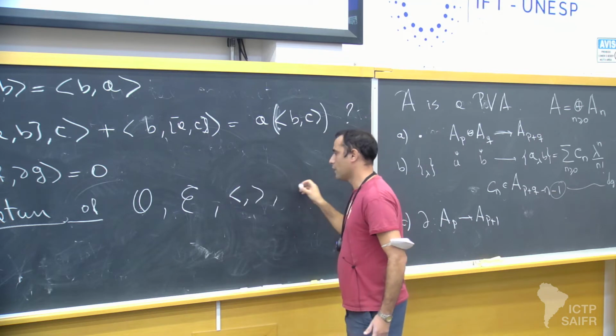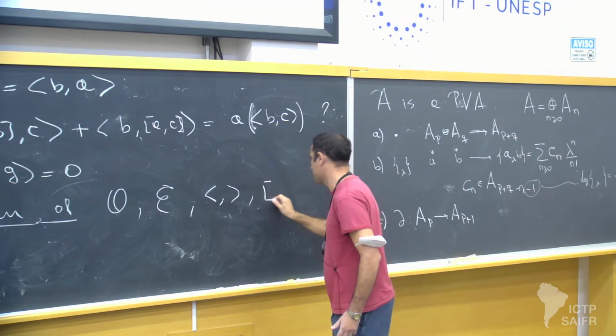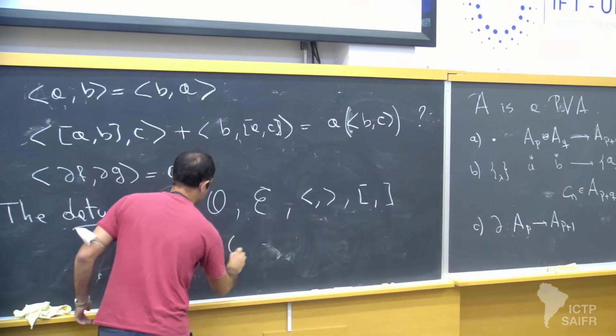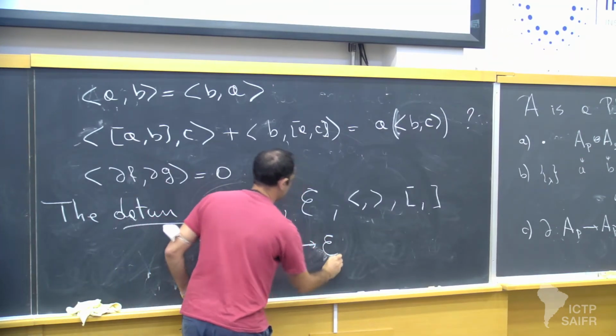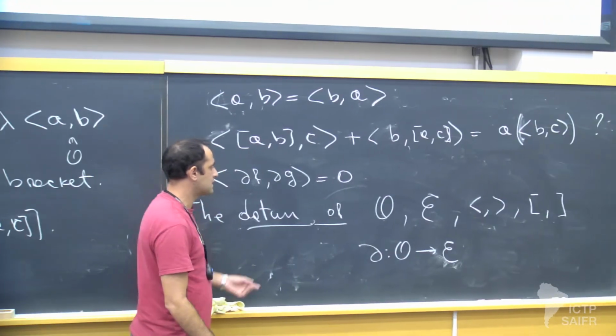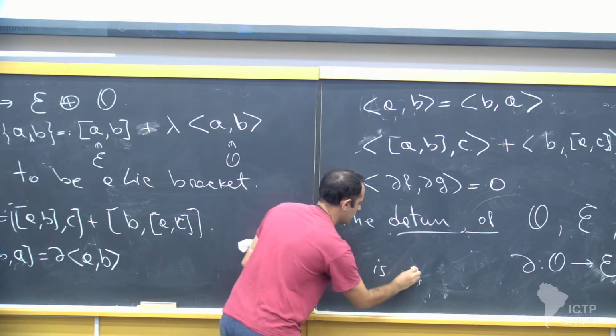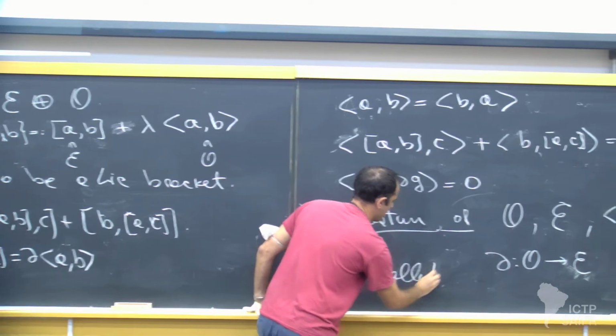The Lie bracket and the derivation satisfying these axioms is known as a Courant-Dorfman algebra. It's called a Courant-Dorfman algebra.